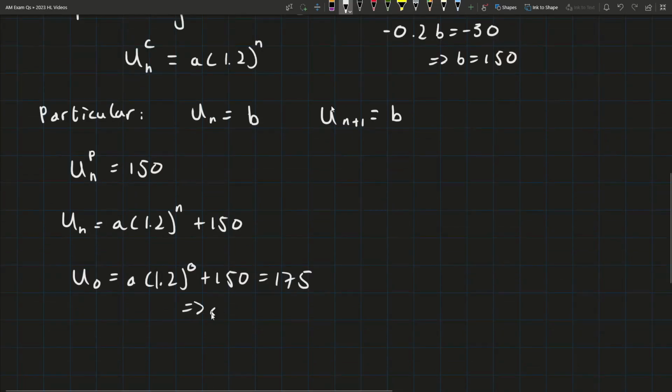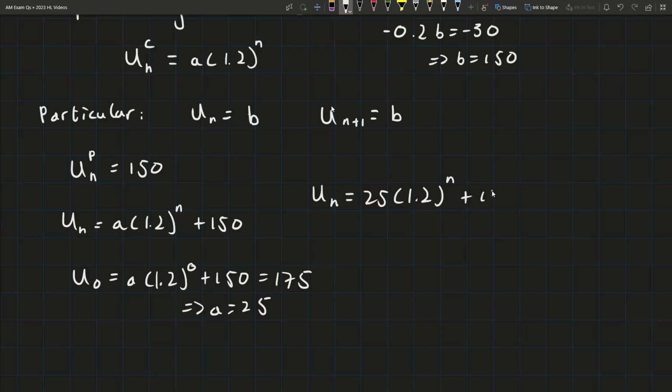So that gives us that a is just 25. So that means our final solution, un, will be 25 times 1.2 to the n plus 150. And that's it. That's our solved difference equation.